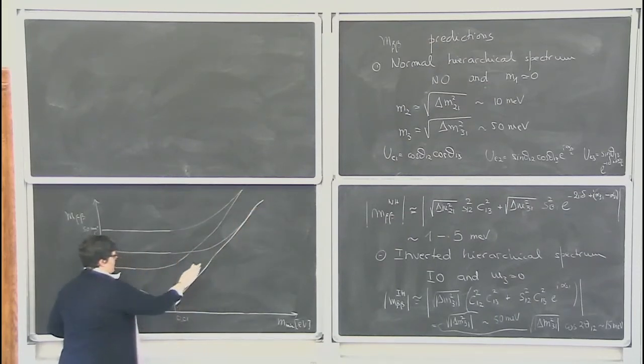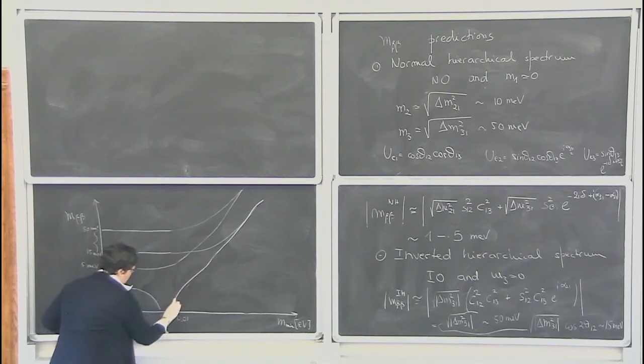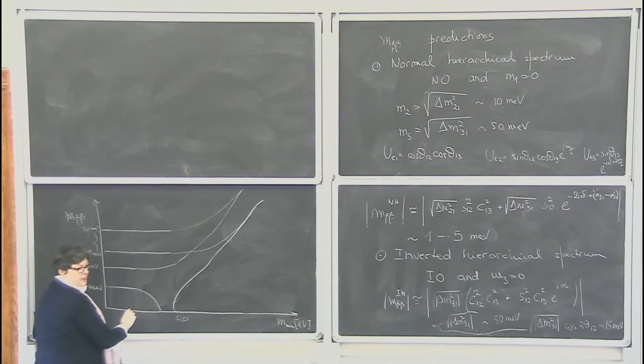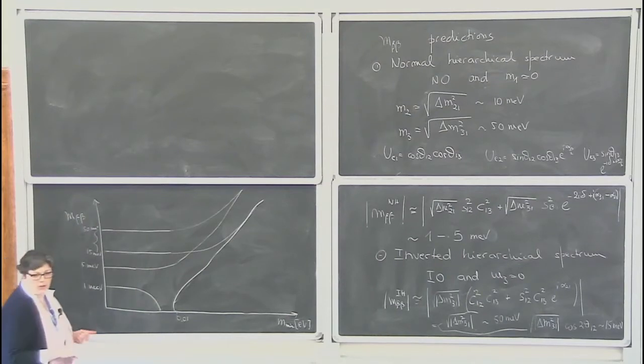If you have some partial hierarchy between the masses, so if the masses are in between, the smallest mass in between 0.001 and 0.01 electron volts, then there is this special situation in which m beta beta could even be 0, which means that the decay rate becomes 0, the lifetime becomes infinite, and you cannot really see the process.